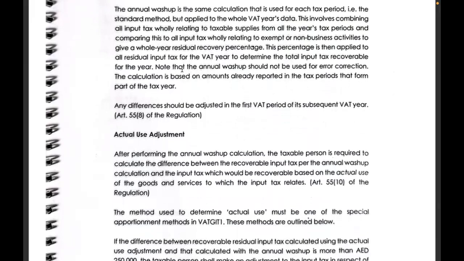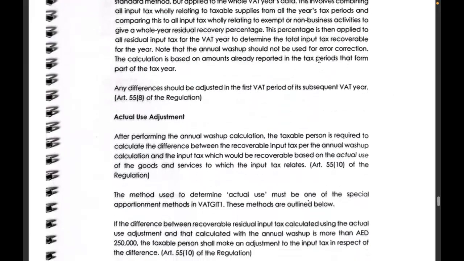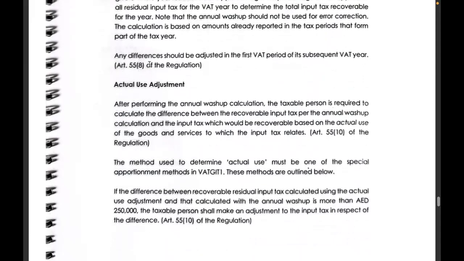Let us look at it. Note that the annual wash-up should not be used for error correction. So if there were any errors, we cannot account for those errors within this calculation. The calculation is based on amounts already reported in the tax periods that form part of the entire tax year. Any difference should be adjusted in the first VAT period of its subsequent VAT year.